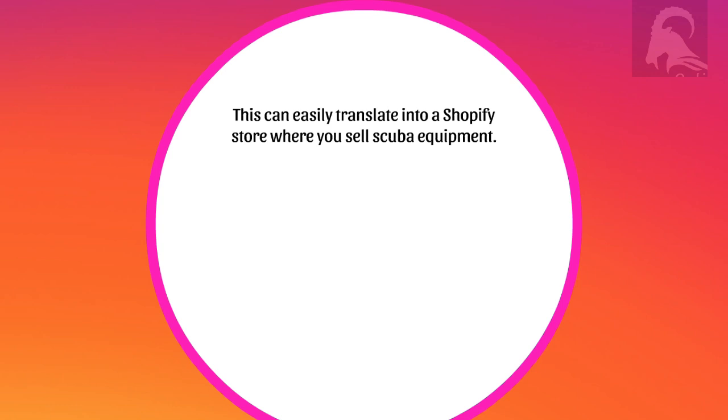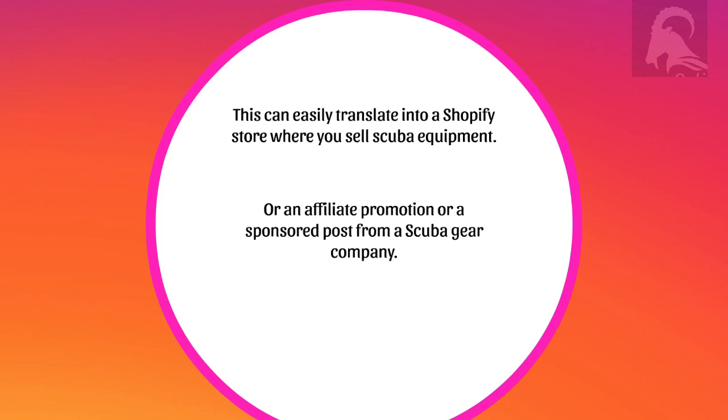You get to indirectly sell, because at the end of the day, people are going to want what you have. They feel, okay, if I have the same tools or equipment that you have as a scuba diver, or as whatever you're doing as a lifestyle brand, they're more likely to buy it, right? So it can be a Shopify store, it can be an affiliate promotion, it can be a sponsor post from a scuba gear company, which we'll talk more about later down the road. But before you can do all of that, you need to have a brand. You need to have the ability to create a lifestyle, right?